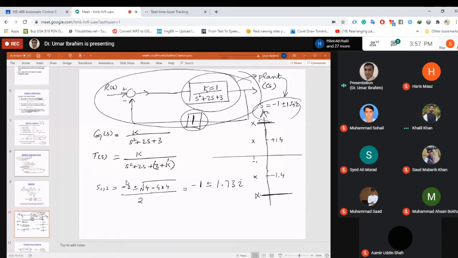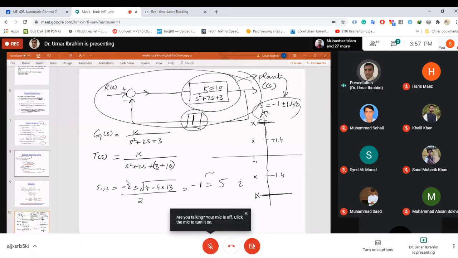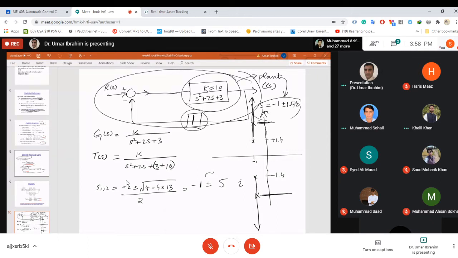Yes, sir. So what if I take k is equal to 10? What will happen here? k की वैल्यू 10 हो जाएगी. यहाँ पे क्या आ जाएगा? 3 plus 10 is equal to 13. This value will be something greater. Let's say 5 ±5 iota. So what is happening when we are increasing the value of k? What is happening to the closed loop system poles? They are moving in a complex plane.